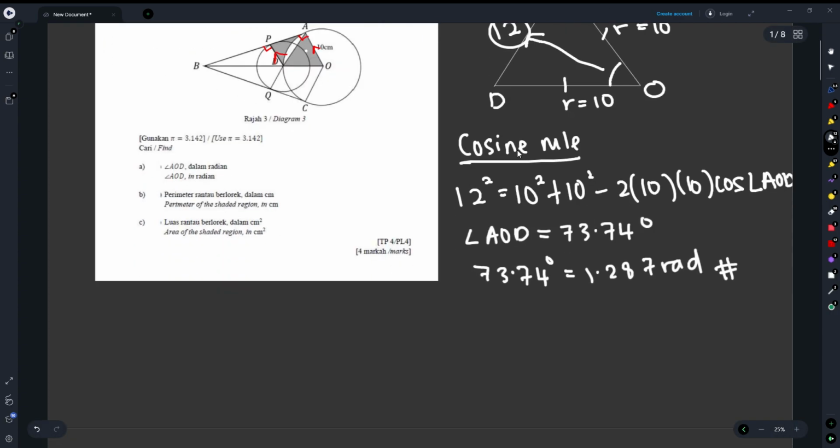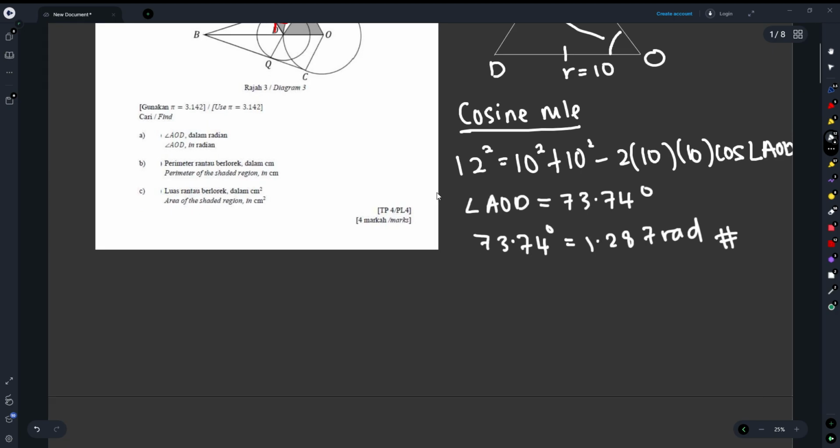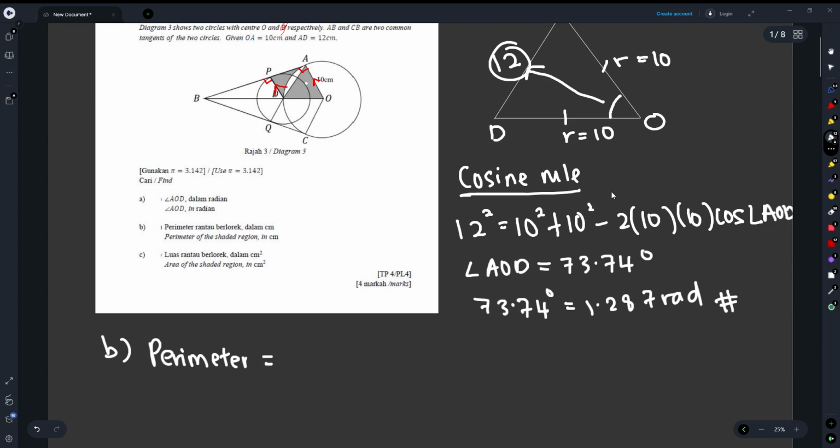When we go to part B, they want to talk about the perimeter of the shaded region. Very simple, perimeter. Whenever they ask for perimeter, please list down all the required lengths. In order to find the perimeter, I need the length of AD plus the length of BO plus the length of OA plus the length of AP plus the length of PD, and finally the arc AD.